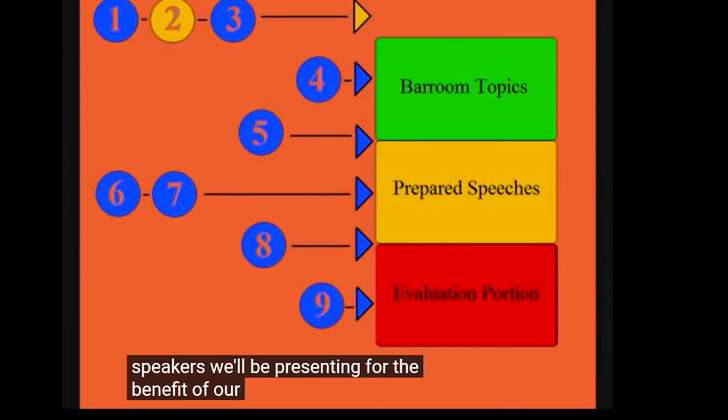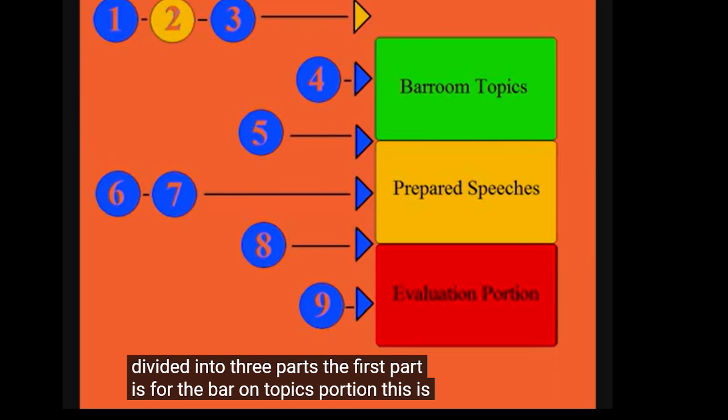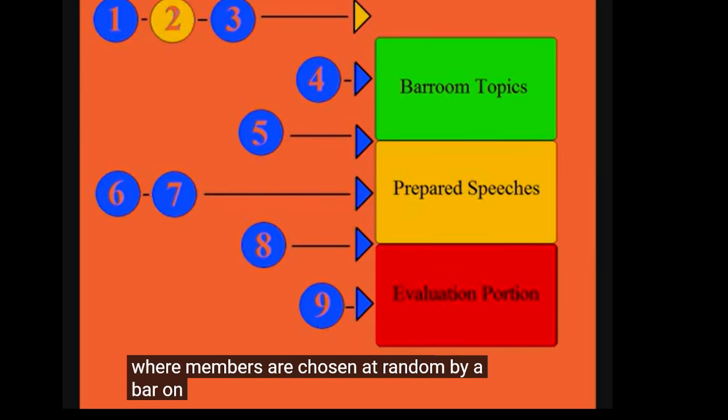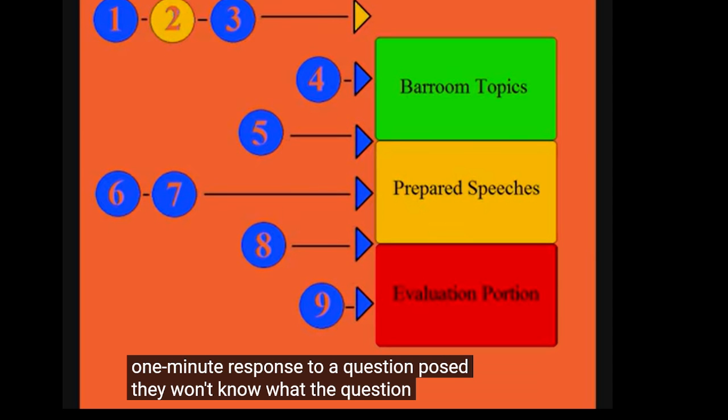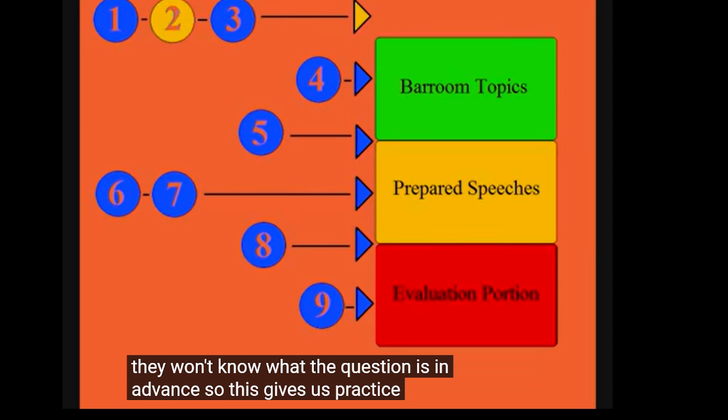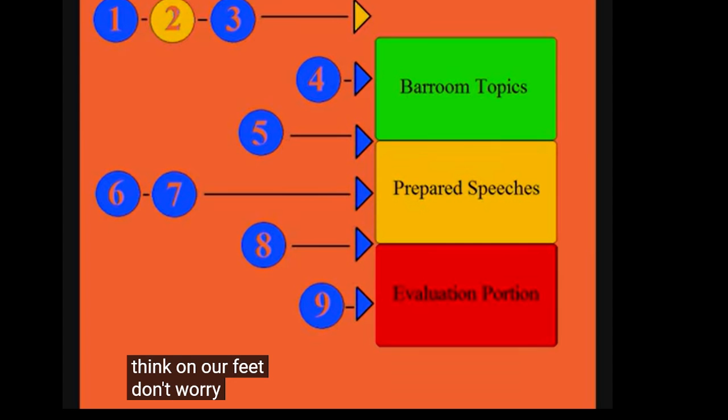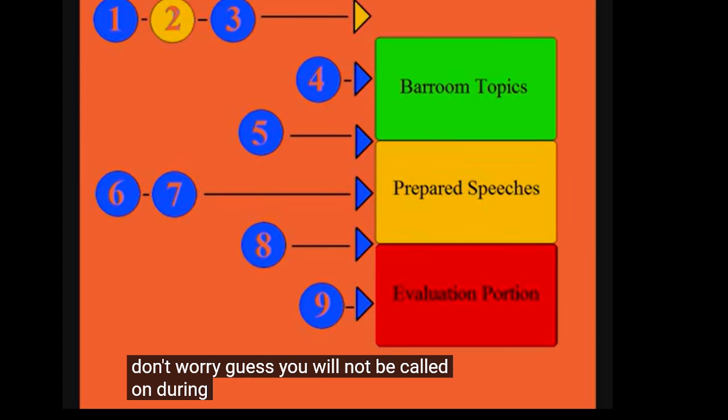For the benefit of our guests, the meeting is divided into 3 parts. The first part is for the barroom topics portion. This is where members are chosen at random by a barroom topics master to give a roughly 1-minute response to a question posed. They won't know what the question is in advance, so this gives us practice to think on our feet. Don't worry, guests, you will not be called on during this part.